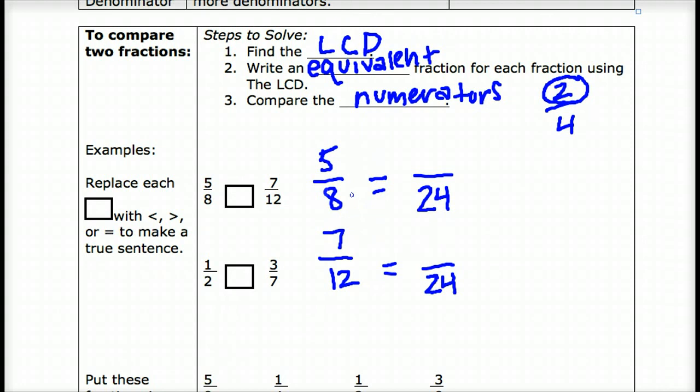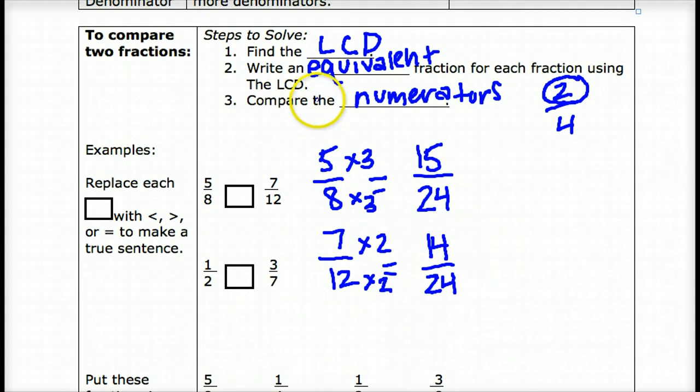So we know that 8 times 3 is 24. Remember, if we multiply by 3 on the bottom, we've got to do the same to the top. So 5 times 3 is 15. For our next fraction, we know that 12 times 2 is 24. If we multiply by 2 on bottom, we have to do the same to the top. So 7 times 2 is 14.